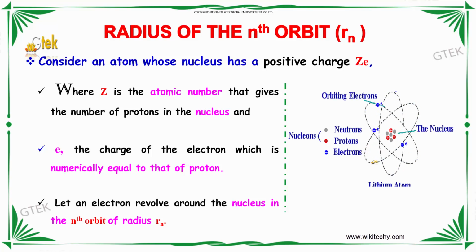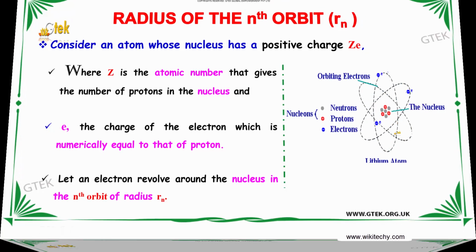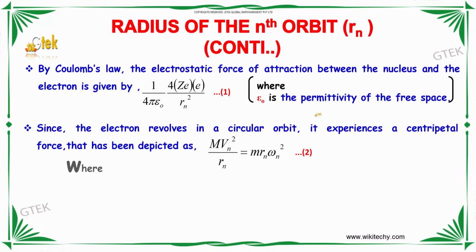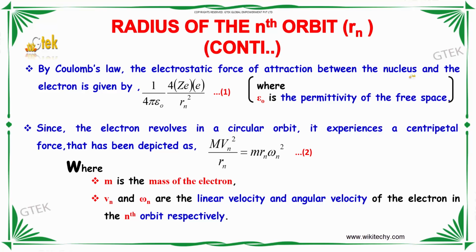I am trying to show the electrons revolving in an orbit around the nucleus with the protons and neutrons. By Coulomb's law, the electrostatic force of attraction between the nucleus and the electron is given by 1 by 4 pi epsilon naught into Ze into e divided by Rn square, where epsilon naught is the permittivity of free space.